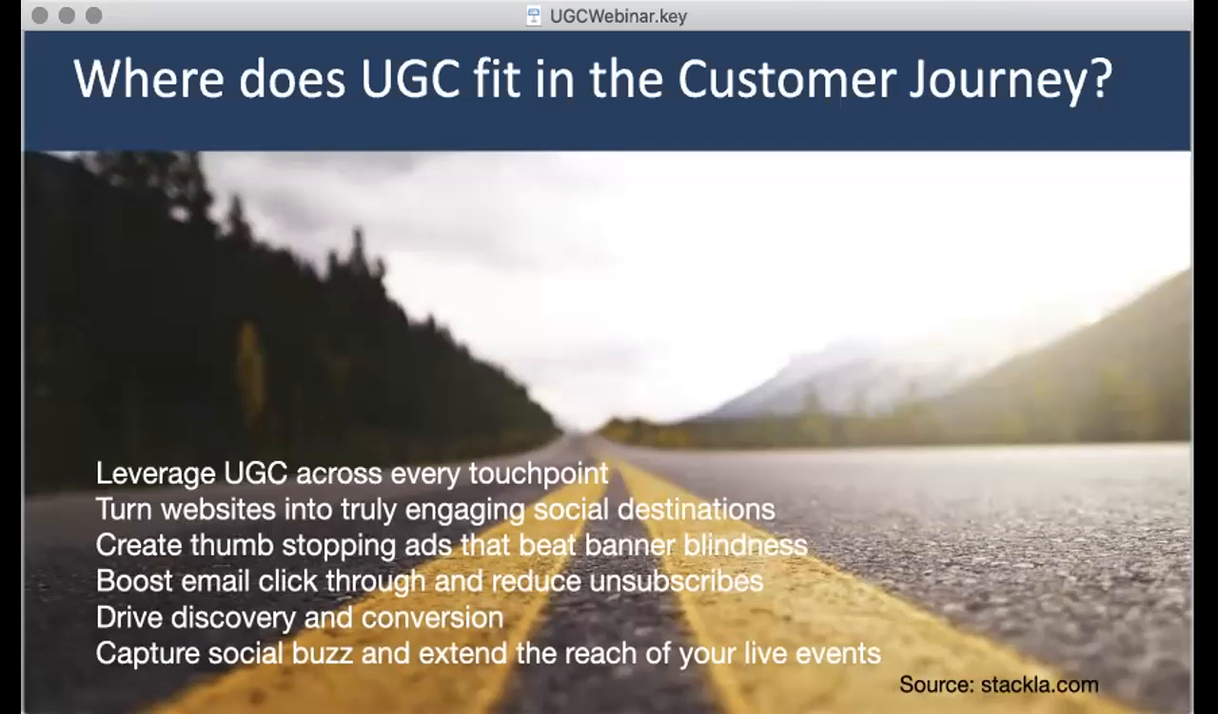In other words, from the very first time that the customer engages with us through the website, turning our website content into a truly engaging destination for really high quality information. If we're doing advertising, let's actually create some, as Stackla would describe it, thumb-stopping adverts that beat banner blindness.